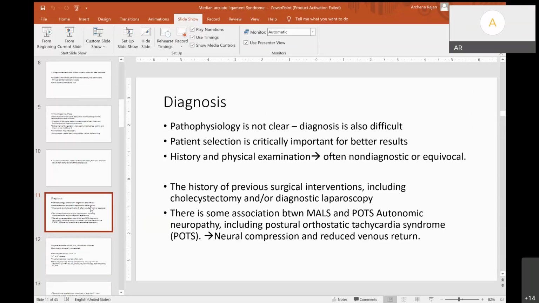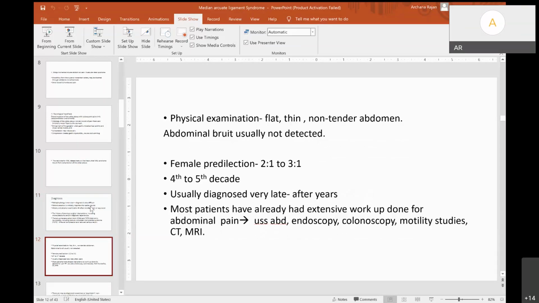And the history of previous surgical interventions can be collected, like cholecystectomy or diagnostic laparoscopy for the same abdominal pain. And there are some associations shown in some studies between median arcuate ligament syndrome and POTS, autonomic neuropathy, that is postural orthostatic tachycardia syndrome, which is due to neural compression and reduced venous return also. On physical examination, usually the abdomen will be flat, thin, and non-tender, and there may not be an abdominal bruit.